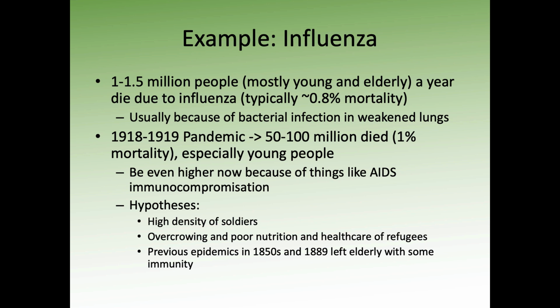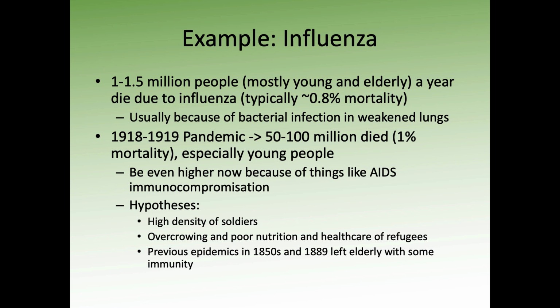So, some examples of viruses. One of the classic examples is influenza. Every year, there's about 1 to 1.5 million people who die from influenza. Usually it's actually not influenza that gets them, but some sort of subsequent bacterial infection after their lungs are weakened. In the 1918 influenza pandemic, there were about 50 to 100 million people who died from influenza, and a lot of them were actually young people.